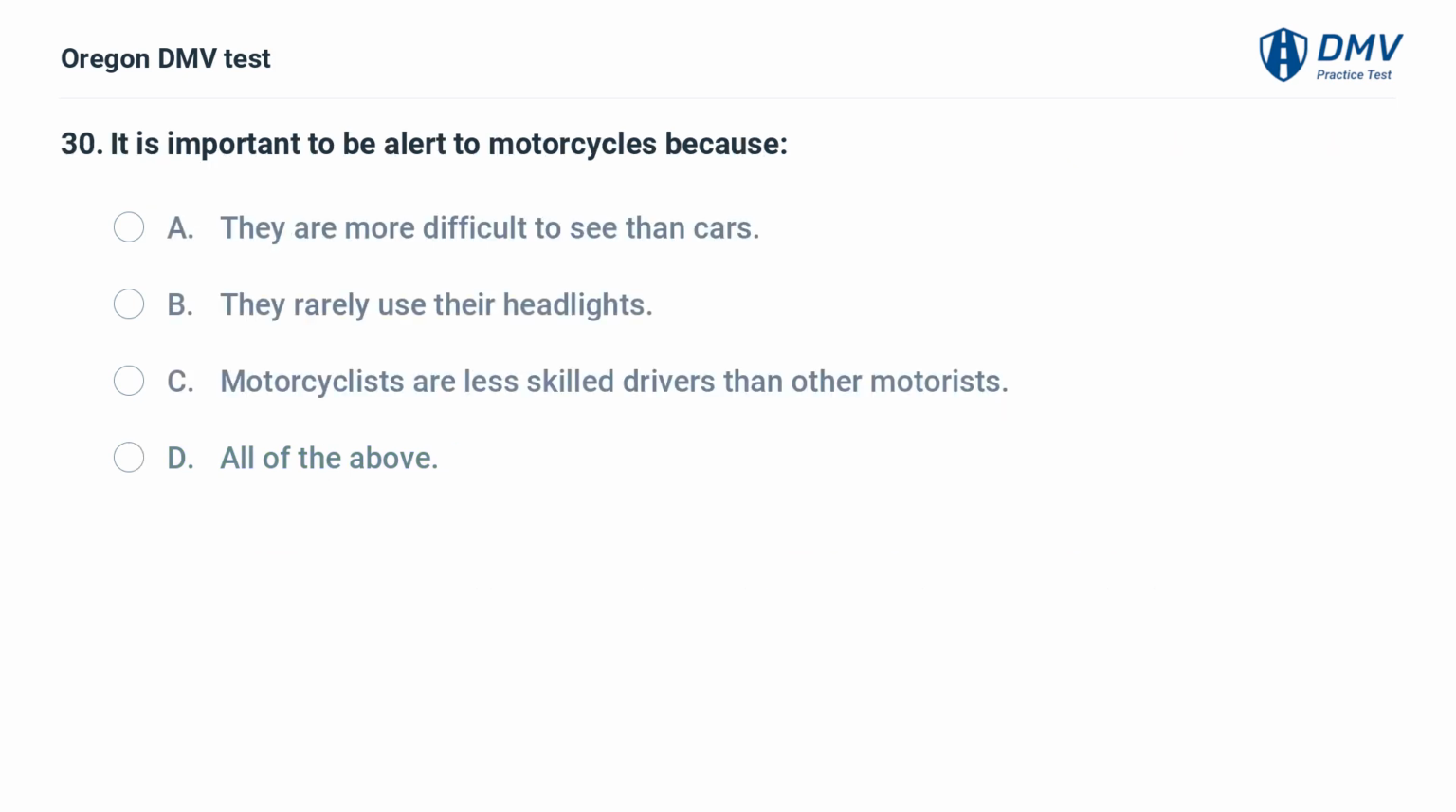It is important to be alert to motorcycles because: A. They are more difficult to see than cars. B. They rarely use their headlights. C. Motorcyclists are less skilled drivers than other motorists. D. All of the above.